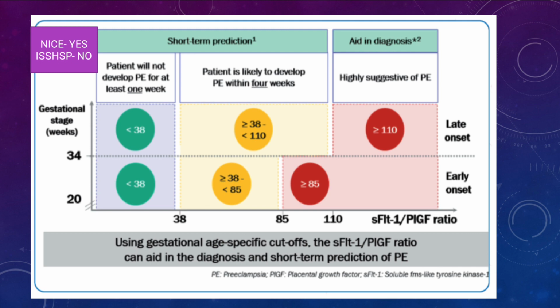Same thing after 34 weeks: less than 38, 38 to 110, and more than 110. If it is less than 38, the patient will not develop within 1 week. If 38 to 110, within 4 weeks. And if more than 110, she has already developed preeclampsia, or there are chances of late onset preeclampsia.